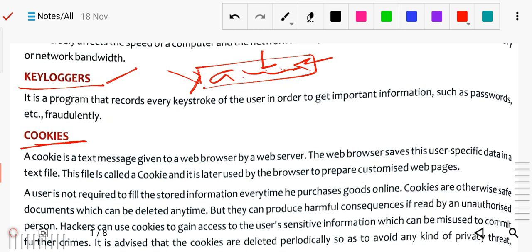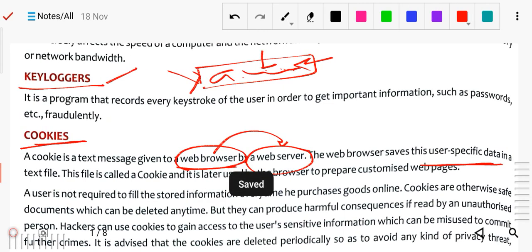Next we have cookies. A cookie is a text message given to a web browser by a web server. Whatever we are searching, some message is sent to the server, and from the server we get information. The web browser saves user-specific data in a text file. That file is called a cookie, and it is later used by the browser to prepare customized web pages.